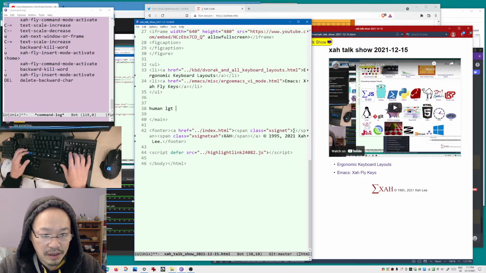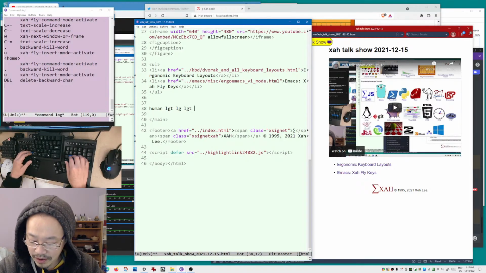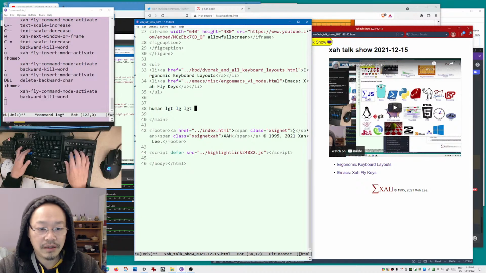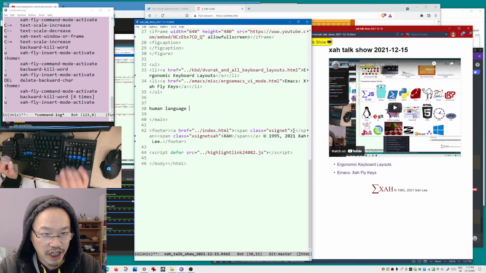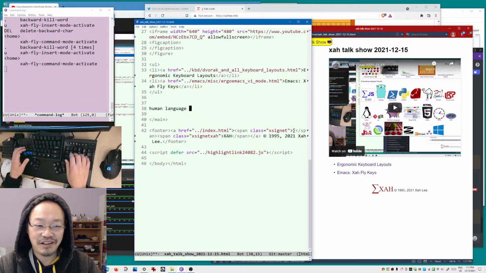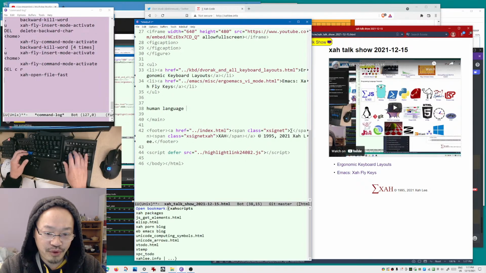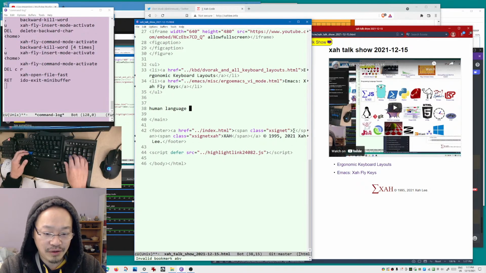I have a shortcut, but recently I changed the shortcut, so I forgot what the language is. Okay, so LGJ, that's the abbreviation for language in my Cursor abbrev system. For example, I can show you what.